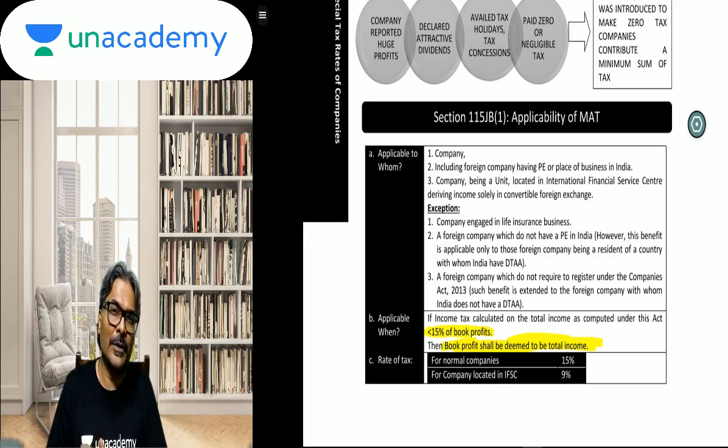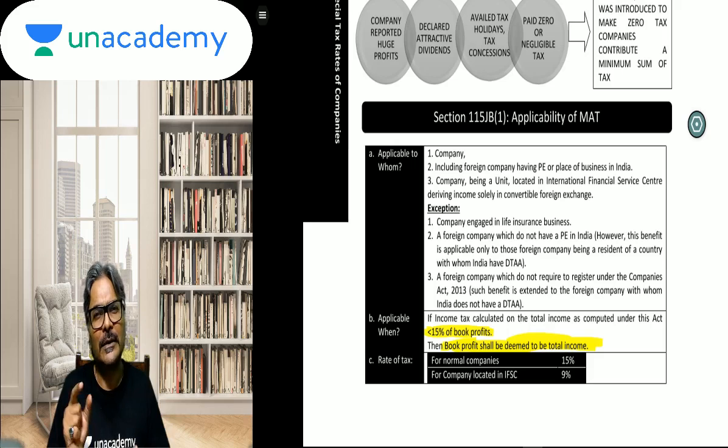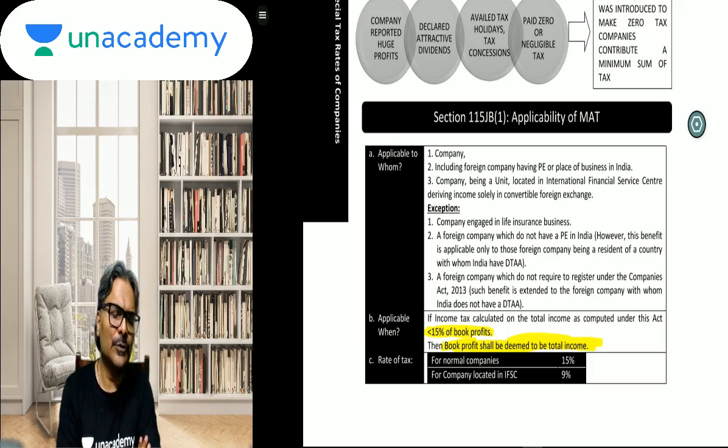And therefore, if there is no PE of the foreign company, the foreign company will not be required to have MAT applicable to itself. So students, point number 1, applicable to the company. Point number 2, including the foreign company having the PE or the place of business in India. And the third one, the company which is a unit located in the International Financial Service Center.